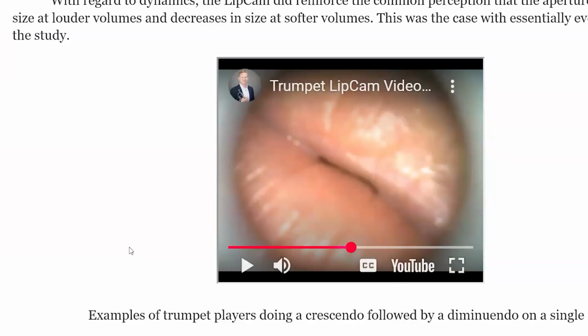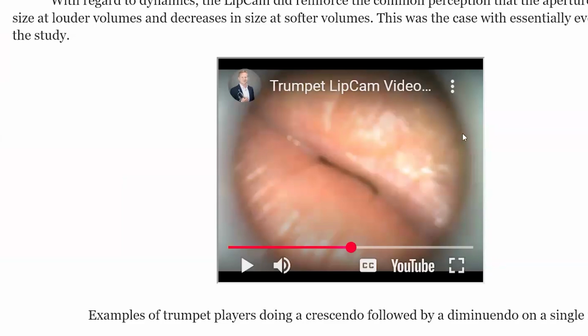So what you're seeing is what happens with basically every single person I've ever had play in the LipCam in the last 8 years, which is when you play louder, the hole gets bigger, the aperture gets larger, the space between the lips becomes greater. And when you get softer, the hole gets smaller. So as a general rule, we can say the louder we play, the bigger the aperture is, and the softer we play, the smaller the aperture is. And you'll see that in each of the examples in the dynamics video, and that's been the case across the board.